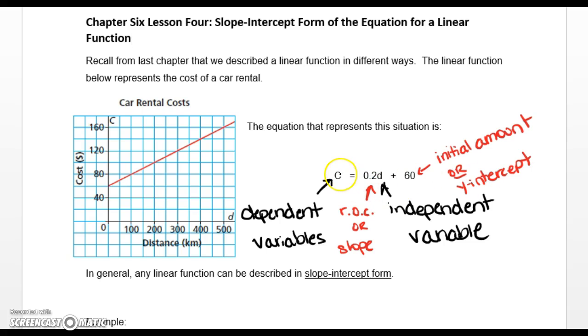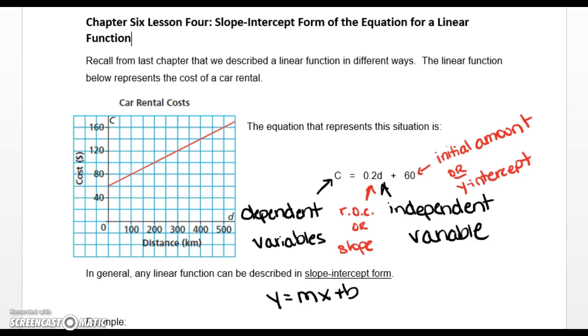So an equation in this form, where we have our dependent variable and our slope connected to the independent variable, and then our initial amount, is what we call an equation in slope-intercept form. When we're in this form, we can easily see the slope of the graph and where it starts, that y-intercept. The general equation is y is equal to mx plus b, where m is your rate of change or slope, and b is the y-intercept. We typically have x and y variables, but depending on the situation, we might have different letters to represent them.